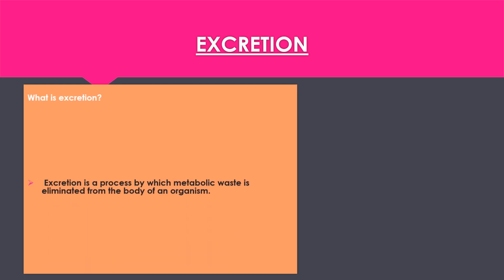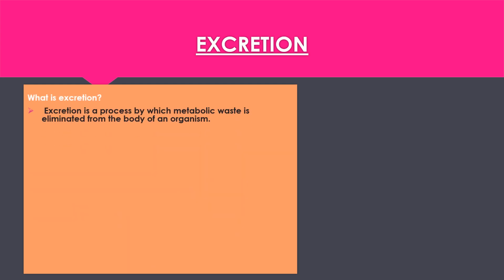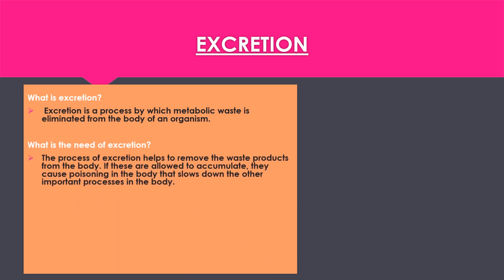Excretion. What is excretion? It is a process by which metabolic waste is eliminated from the body of an organism. Now, why do we need to excrete? The process of excretion helps to remove the waste products from the body. If these are allowed to accumulate, they cause poisoning in the body that slows down the other important processes in the body. What are the different excretory products in the human body?